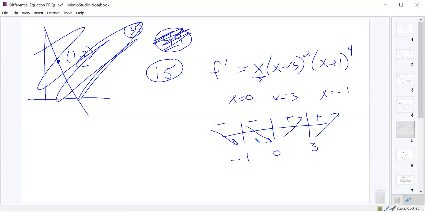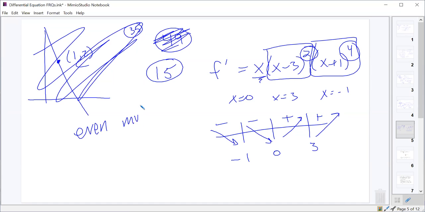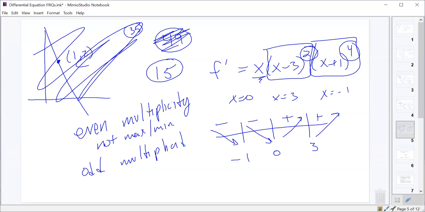But if you have a critical value and that critical value has a multiplicity, right, squared or to the 4th, even multiplicities are not maxes or mins on the roots. Odd multiplicities on your roots, or sorry, your critical values, will be a max or a min. So we would have known for sure there's only 3 critical values, and we would have been guaranteed that these two did not create maxes or mins, only that one could. Everybody good there with 15?